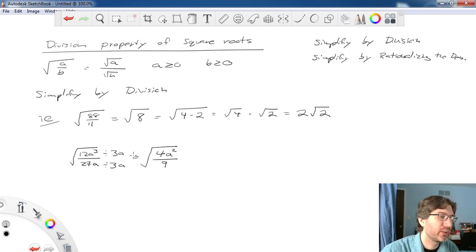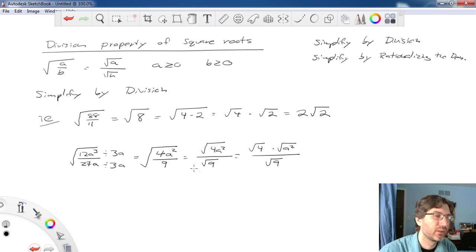Once you get to this point here, you'll notice that 9 is a perfect square, so we might as well break it up. And you can get the square root of 9 on the bottom and the square root of 4a squared on top. 4a squared is also a perfect square due to the fact that 4 is a perfect square and a squared is a perfect square. So we know that the square root of 4 times the square root of a squared over the square root of 9. And again, you can start simplifying these whenever you really wanted to. But we can solve each of these.